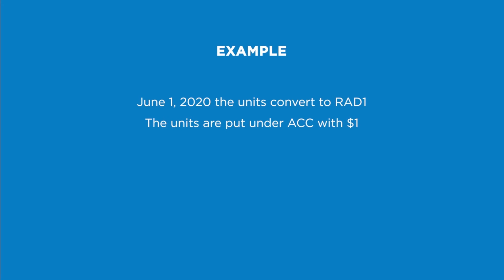Here is an example of timing for VMS reporting on a non-CAT RAD 1 award. For example, on June 1, 2020, the units convert to RAD 1. The units are put under ACC with $1. The PHA receives a letter from the FMC, which includes the amended ACC, and is instructed to not begin reporting the units and associated expenses in the VMS until January 1, 2021.